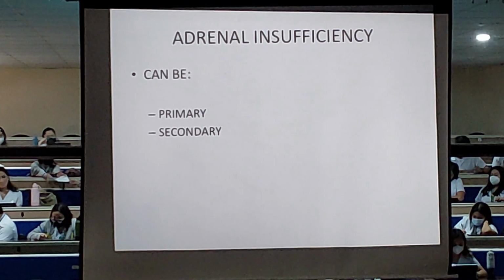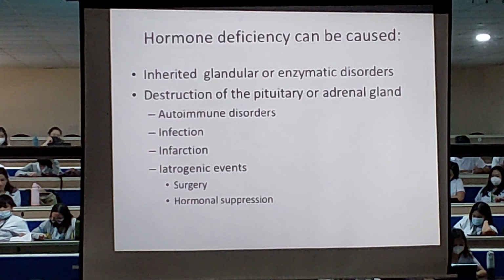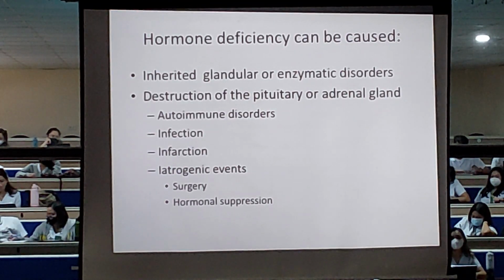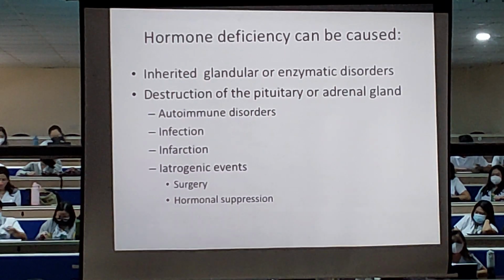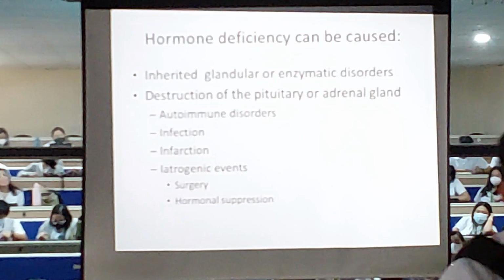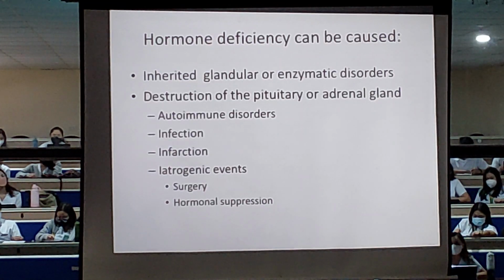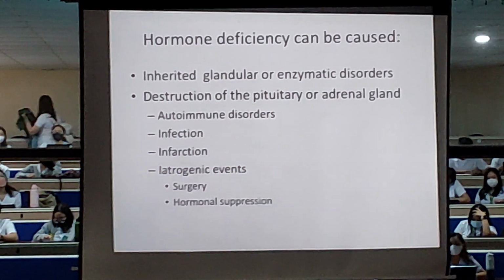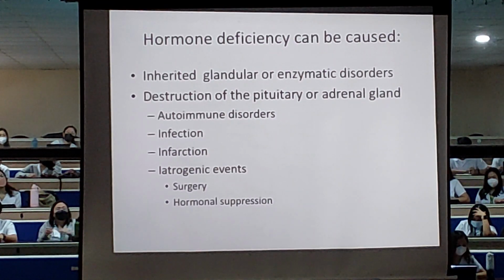So primary adrenal insufficiency. Your hormonal deficiency can be caused by an inherited glandular or enzymatic disorder, or it can be due to the destruction of the pituitary or adrenal gland by an autoimmune disorder, which is the most common cause of primary adrenal insufficiency. It could be due to infection, or infarction of the pituitary, or it can be iatrogenic, caused by surgery of the pituitary and or hormonal suppression. So these are the causes of your hormonal deficiency.